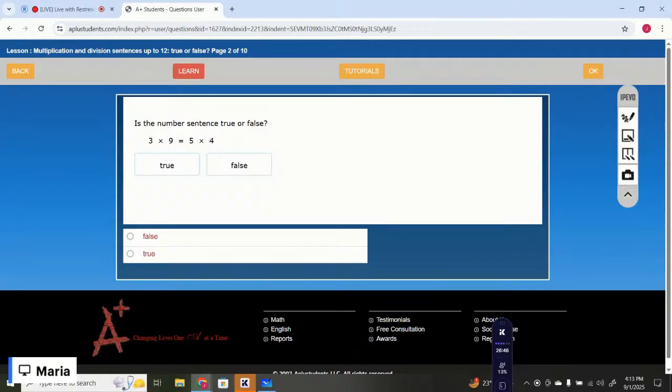Is the number sentence true or false? 3 times 9 equals 5 times 4. 3 times 9 equals 27 and 5 times 4 is 20. So false it is. Option number 1 is the correct option.